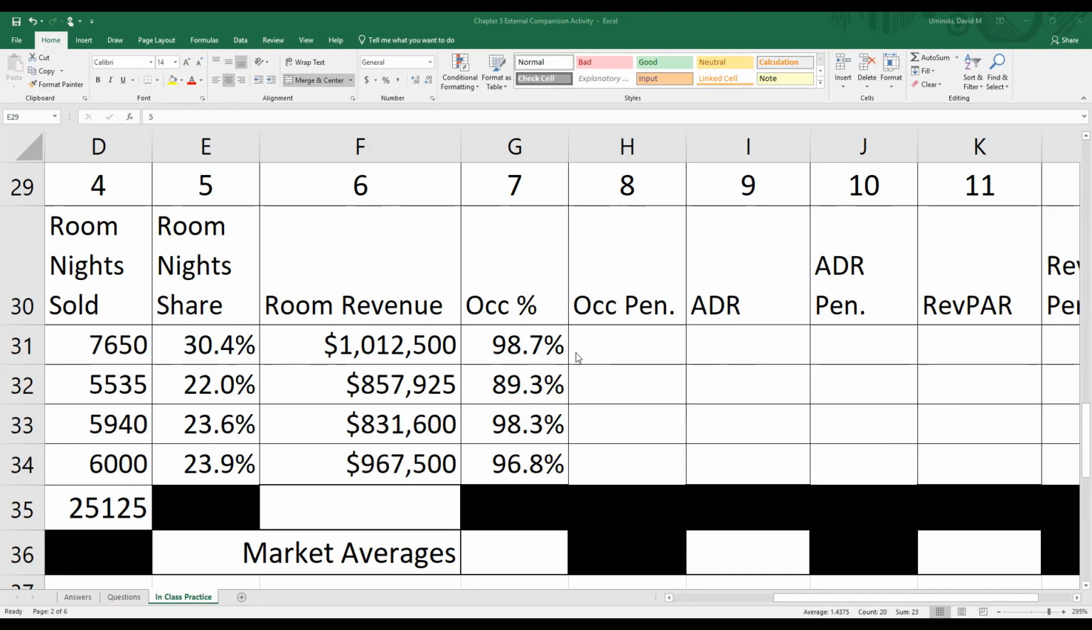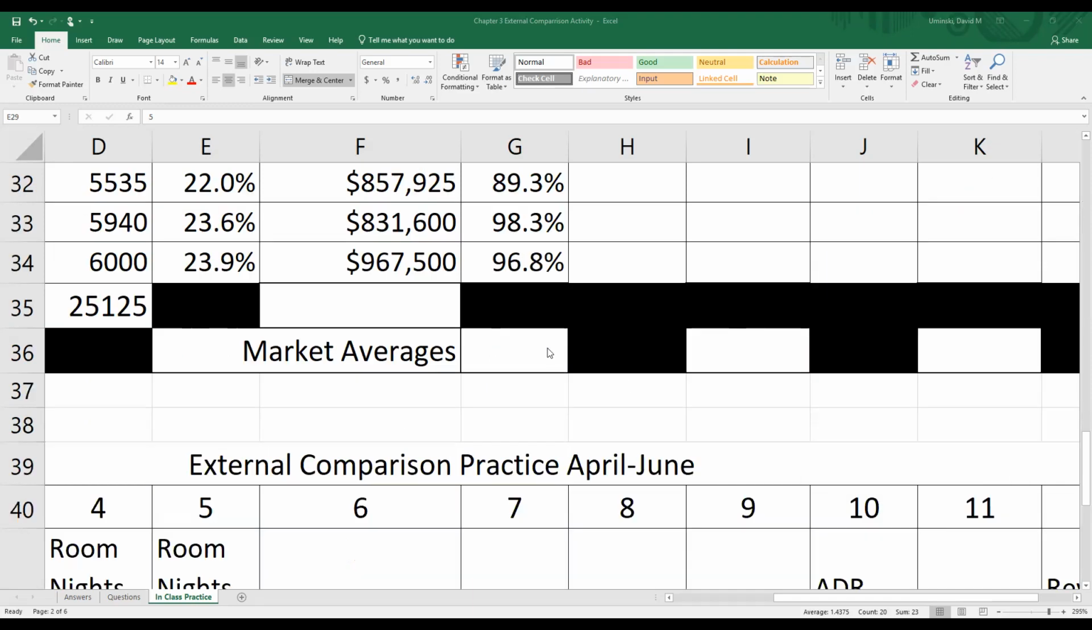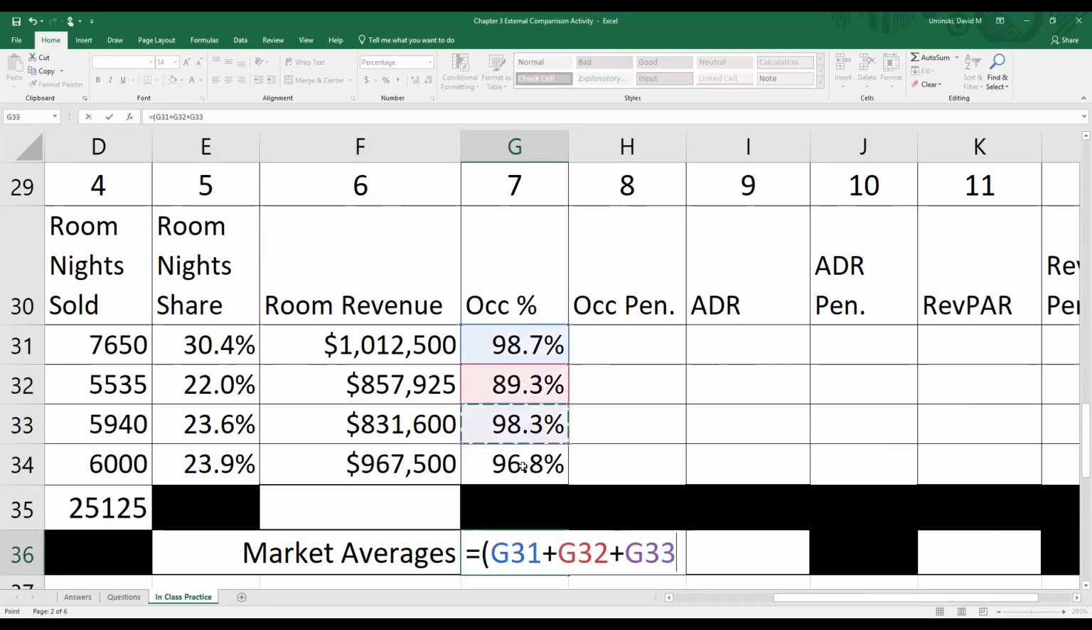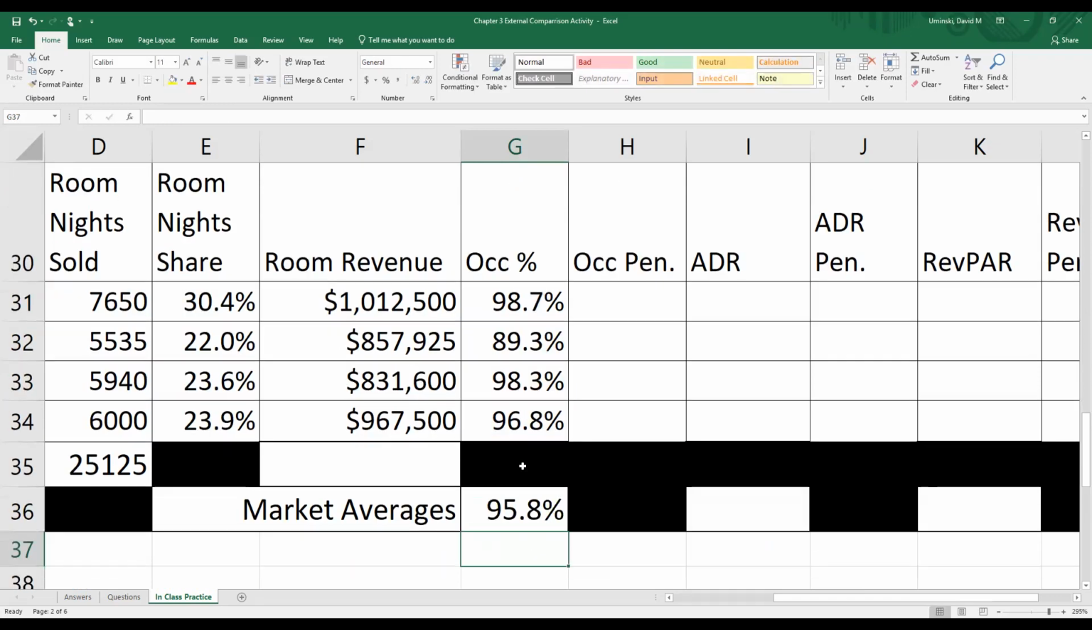Absolutely. Okay, so now what we want to do is find the average occupancy percentage for the market. How do you find the average of anything? Yep, the total divided by the number that we had, right? So our average, you see down here, market averages. We're going to add all four of these, and then divide by 4 since we have 4 numbers. That gives us our average percentage. Okay. We good so far?